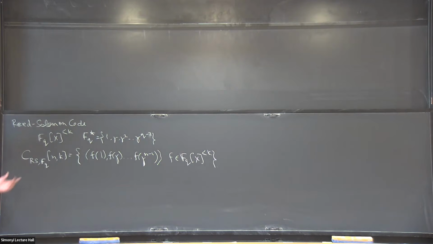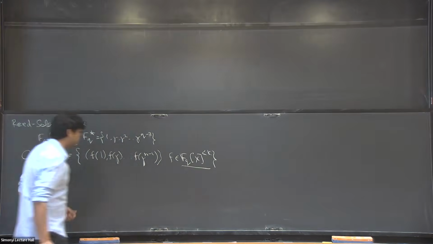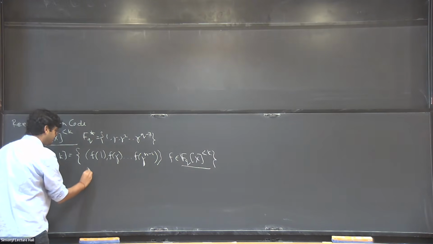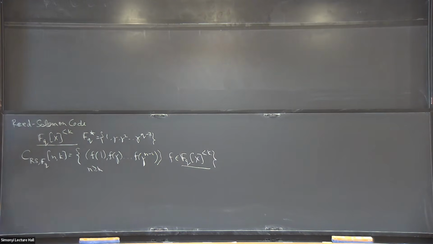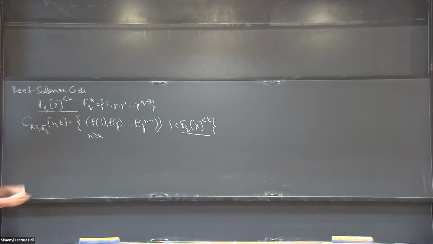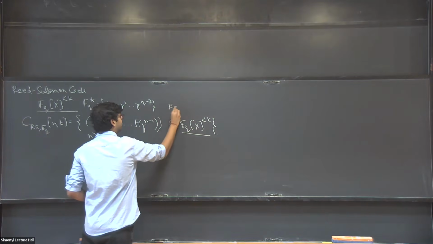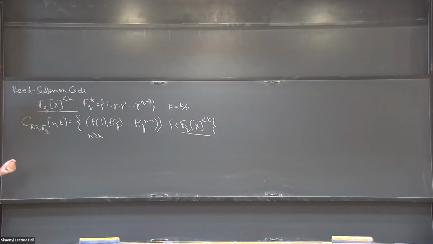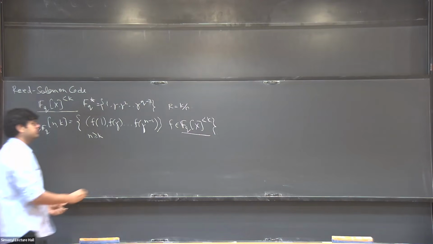Okay. So the code will look like there will be one code word for each polynomial. There are q to the k polynomials in this set. For each such polynomial, we evaluate it on n distinct points where n is greater than k. Well, from here, it should be clear that the rate of the code is k over n, because it's a set of size q to the k. Right?